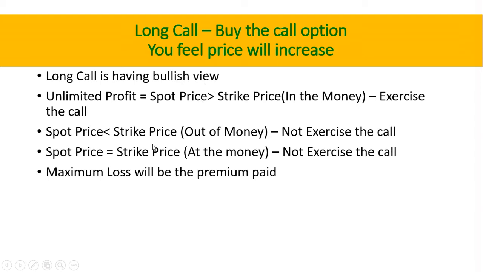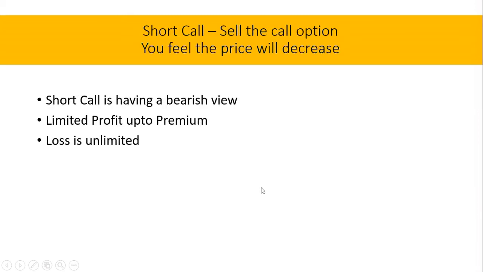When the spot price is less than the strike price, the buyer will not exercise the call because he is not getting profit out of it. When the spot price is equal to strike price, it is an at the money option. At the money, you will not exercise the call because you will not get profit from this situation. So if I lapse the option in the above two cases, if I lapse the call, that means not exercising the call, the maximum loss will be my premium paid.